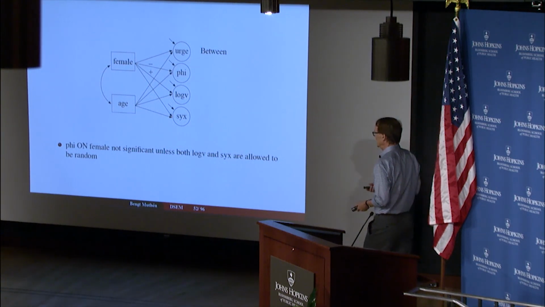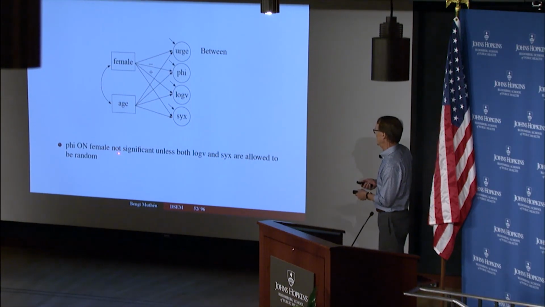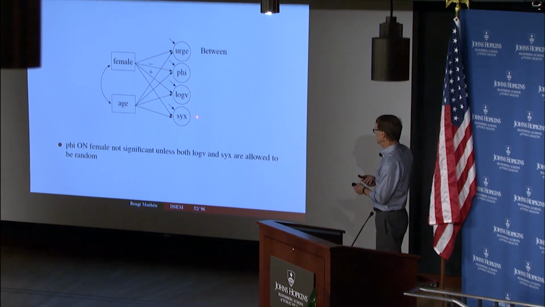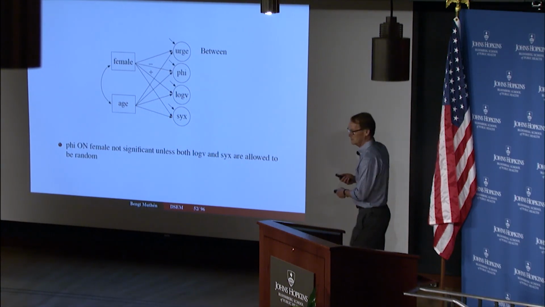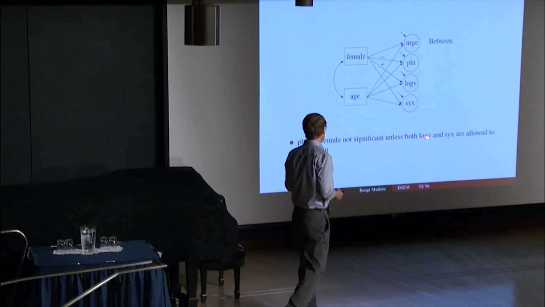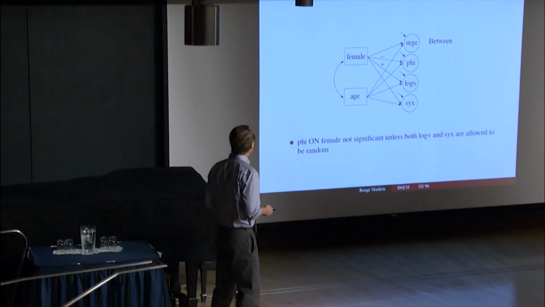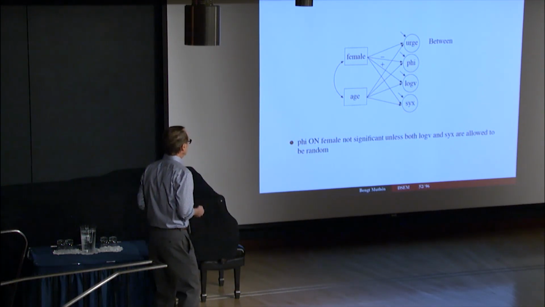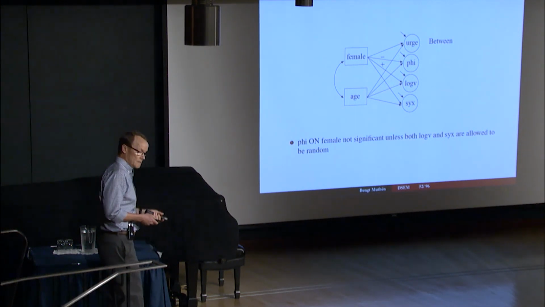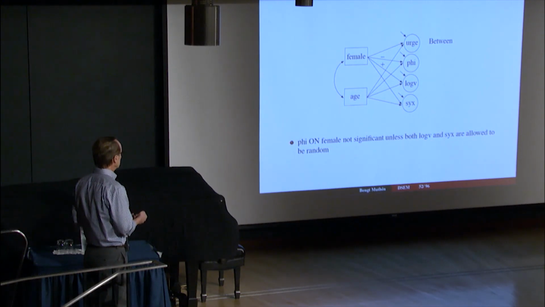And an interesting finding, that I don't know how general it is, is that phi on female being significant here happens only because we allow log V and SYX to be random. I'm saying this backwards to what the text is. Maybe that's confusing. So it's not significant unless both log V and SYX are allowed to be random. So that sort of speaks for including a lot of random effects, which may or may not be causing problems because of other matters that we're going to discuss.